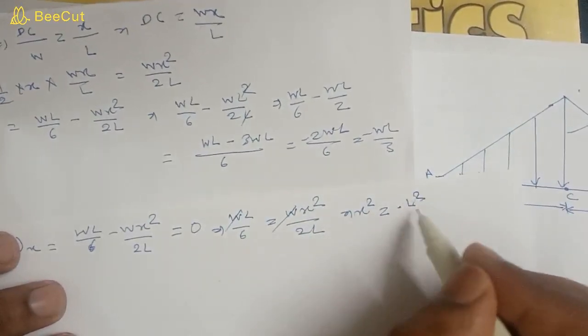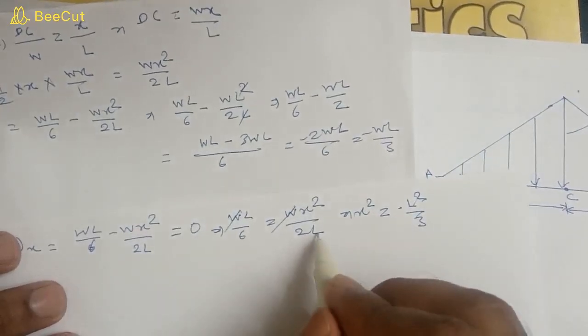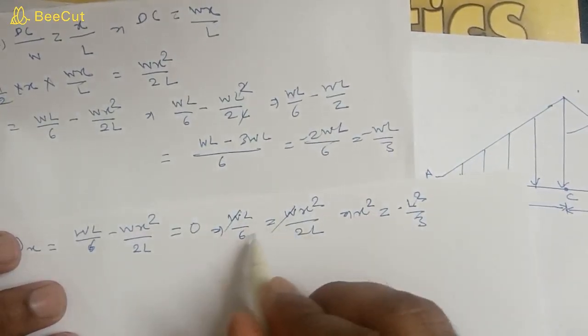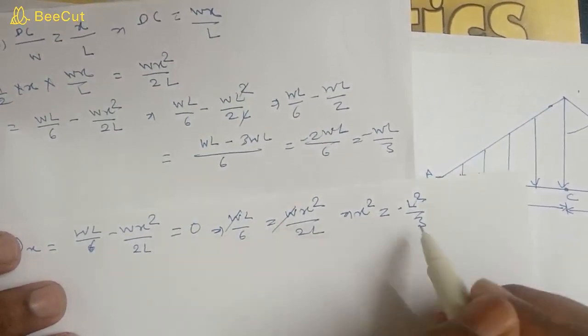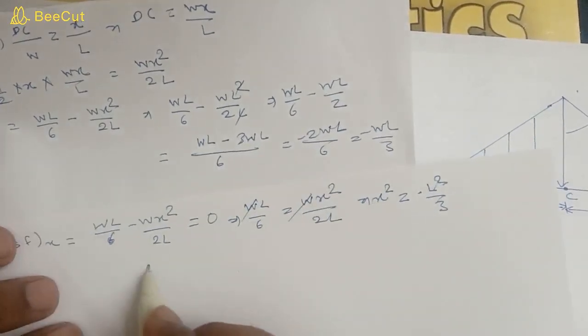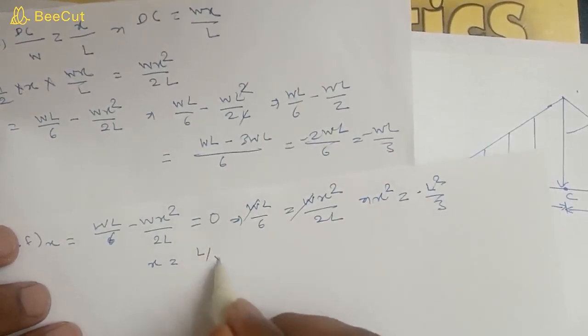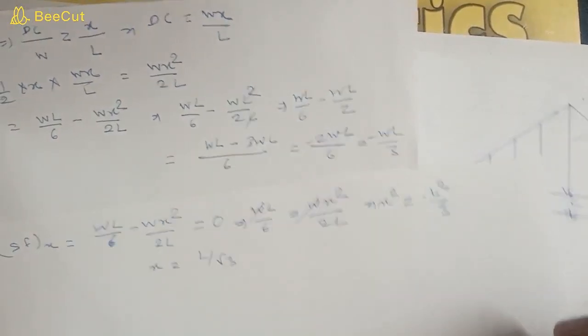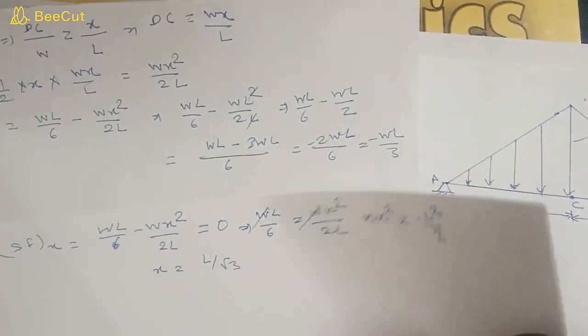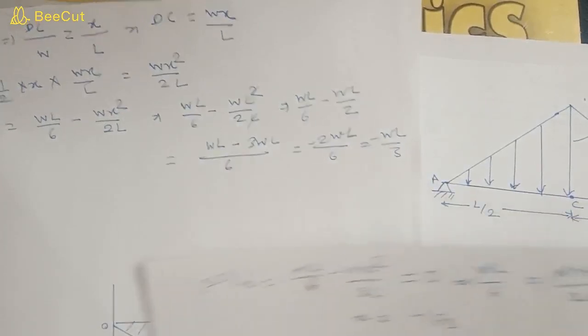L square by 3. This L will go this side and 2 will go upside, and 2 will cancel with 6 and it will remain 3. So X is L by root 3. Okay, so X will become L by root 3. So at distance X equal to L by root 3, shear force is becoming 0.